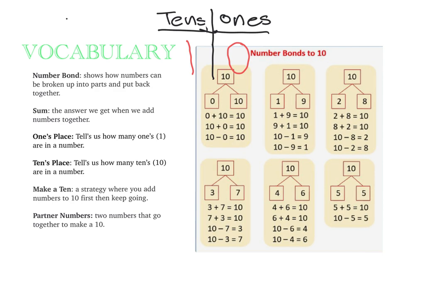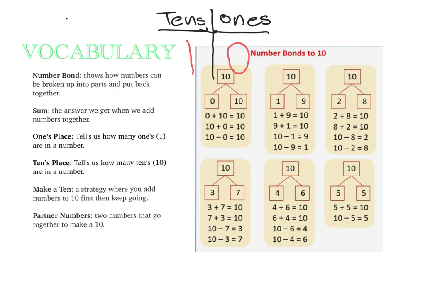Our next vocab word is make a 10. Make a 10 is a strategy where we add numbers to get to 10 first, then keep going. So with the help of our number bond, if 10 is one of our add-ins, I know that I can break 10 down into 9 and 1. I could also break 10 down into 10 and 0. I can also break 10 down into 2 and 8, and 3 and 7, and 4 and 6, and 5 and 5. This leads me to our final vocab word, which is a partner number.